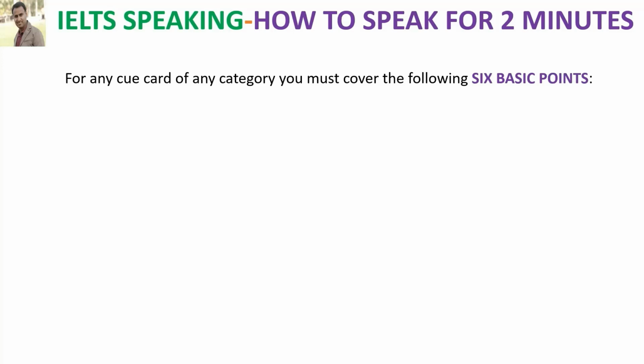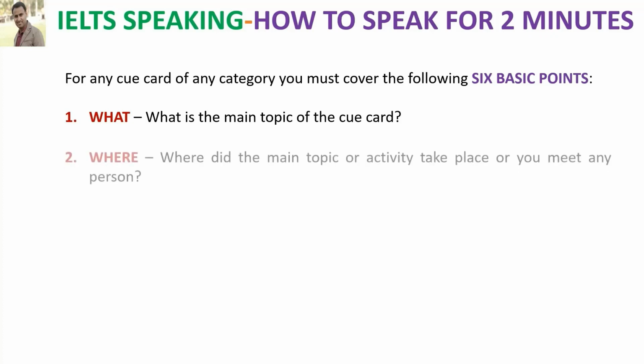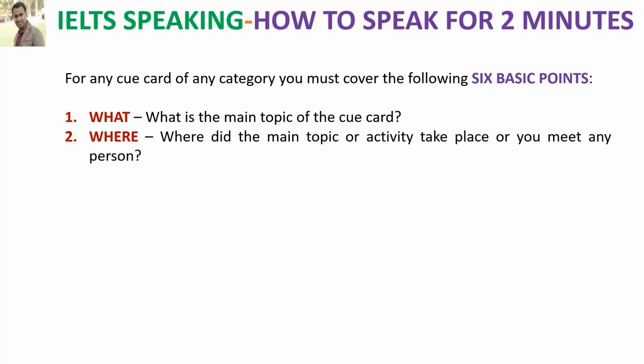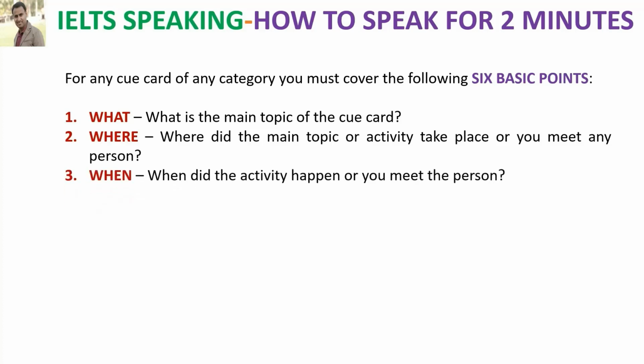Now, we come to how to make points for any cue card. You must keep in mind that for any cue card, you have to cover 6 basic points. The first basic point is what, which means what is the main topic of your cue card. The next point is where, which means where did the thing mentioned in the cue card happen. Next is when, and as the name suggests, it means when did that thing happen.